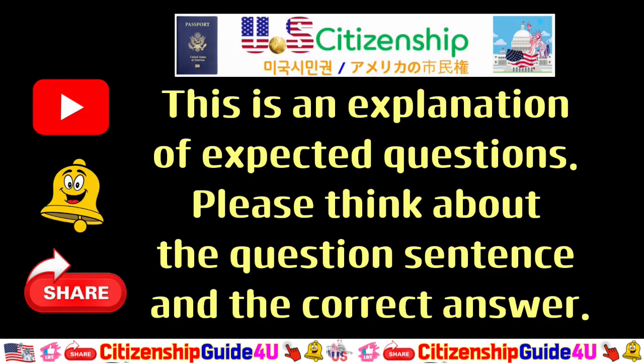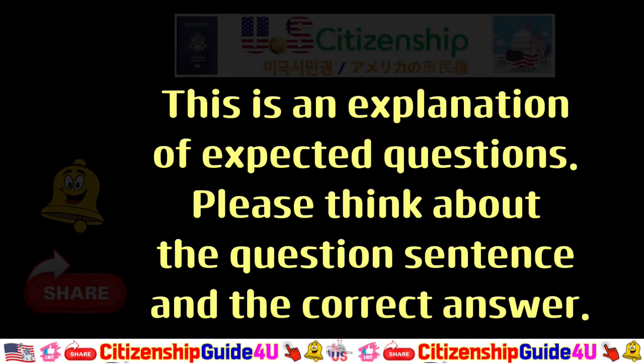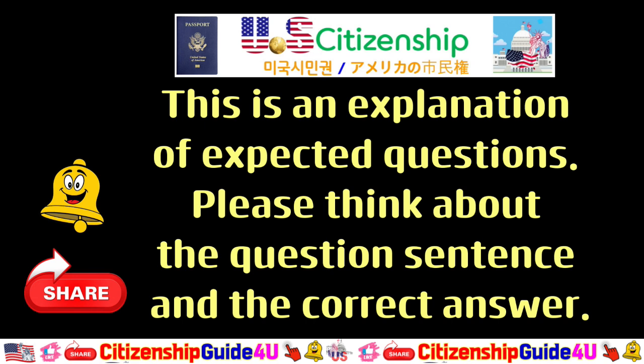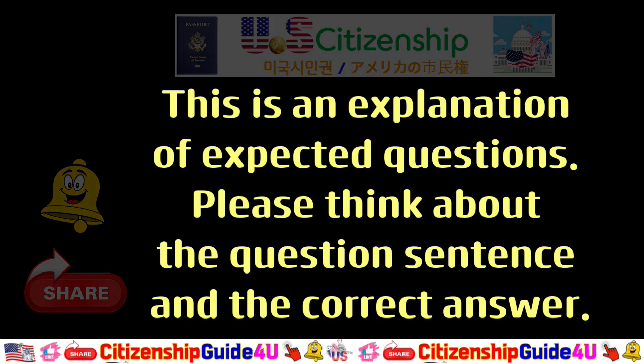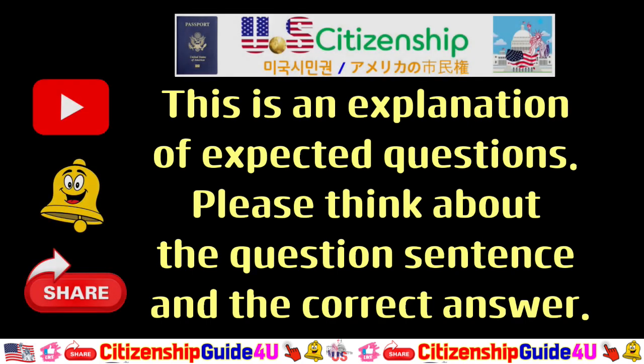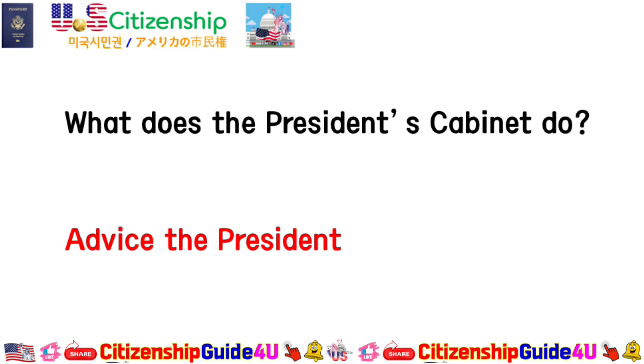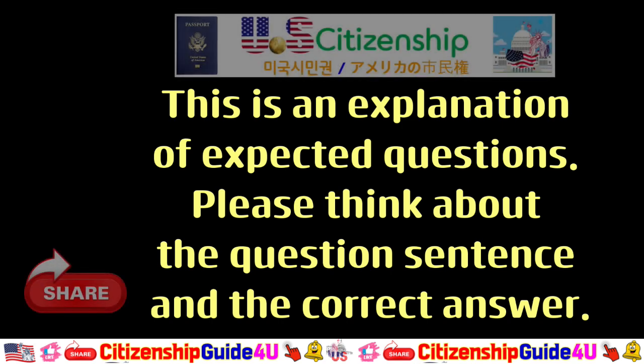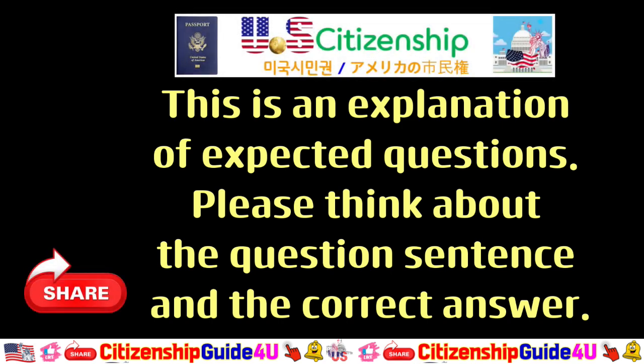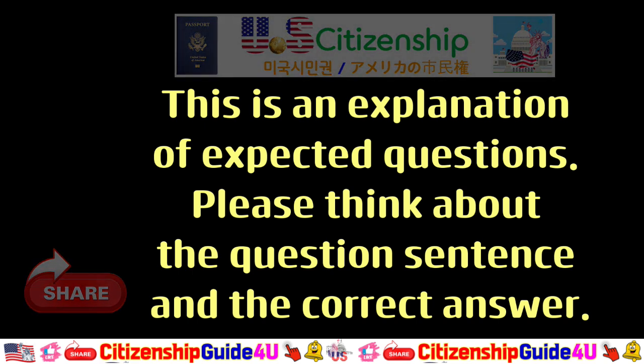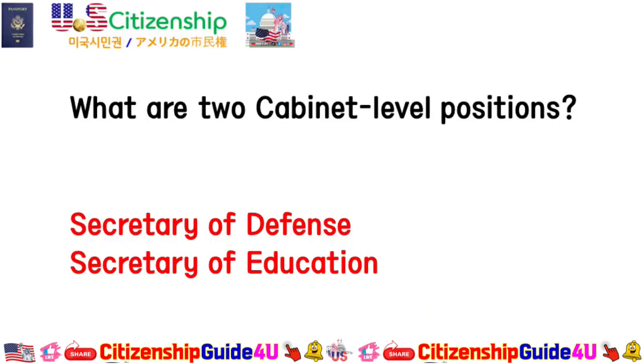Every government has a cabinet. The cabinet refers to, for example, the Department of Defense, the Department of Education, the Department of Energy, and so on. These departments assist the President so that he can carry out his duties properly. What does the President's cabinet do? Advise the President. There are many different positions in the cabinet. Here, the Secretary of Defense and the Secretary of Education are used as examples. What are two cabinet-level positions? Secretary of Defense. Secretary of Education.